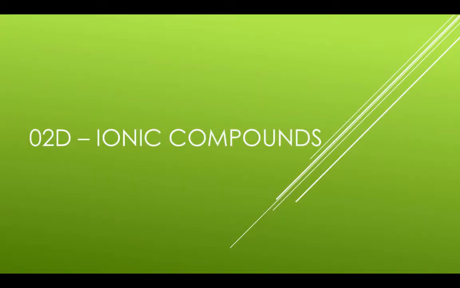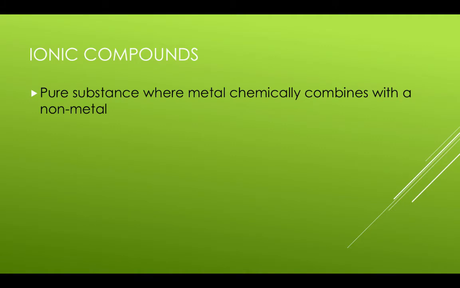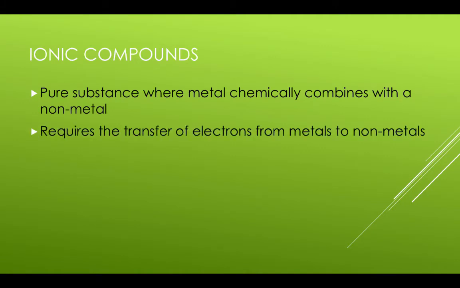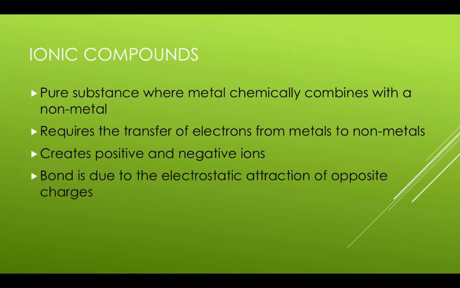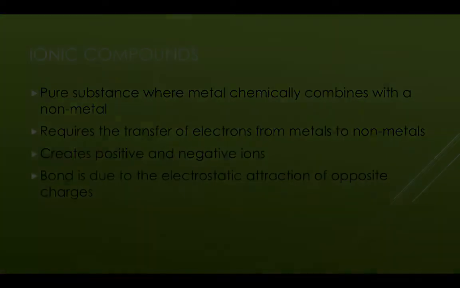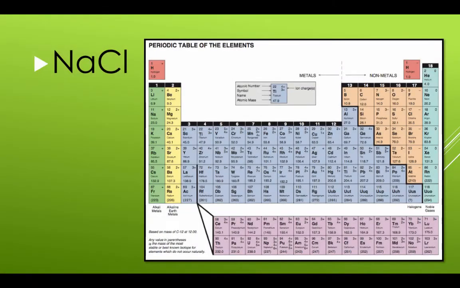Lesson 2D, Ionic Compounds. Ionic compounds are pure substances where metal is chemically combined with a nonmetal. It requires metals losing electrons to create positive ions, and nonmetals gaining electrons to create negative ions. The bond is due to the electrostatic attraction of opposite charges, like how opposite poles of a magnet are attracted to one another. Let's look at NaCl.